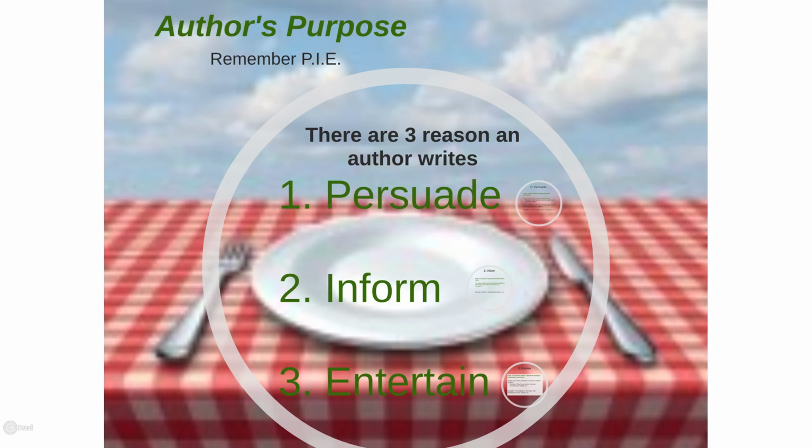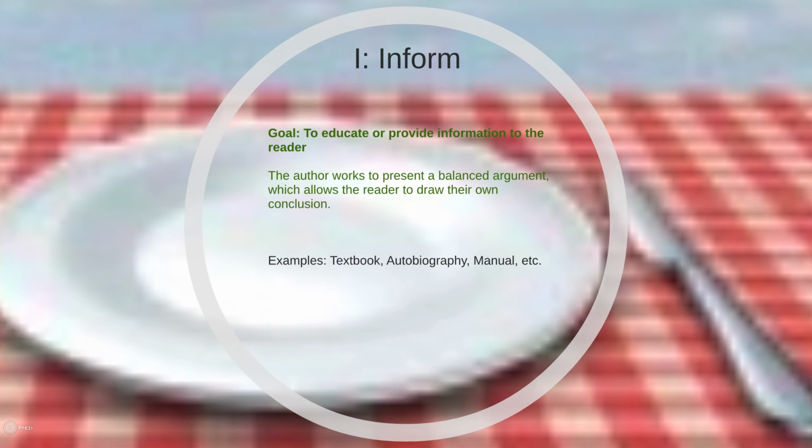The second part, so we went over P, now we are on to the I in PIE, which is to inform. The goal of an informational piece is to educate or provide information to the reader. So this is a balanced argument. A writer that writes an informational piece is allowing the reader to draw their own conclusion. They're not trying to skew the data. They're presenting everything and letting you take away from it.